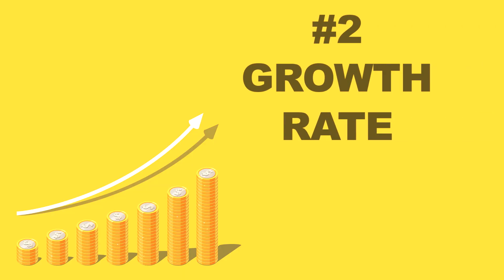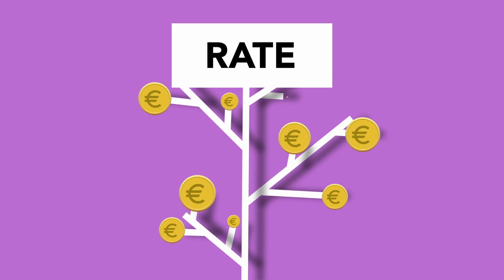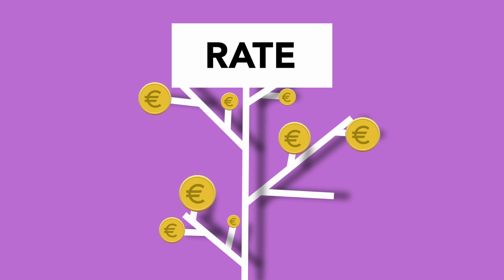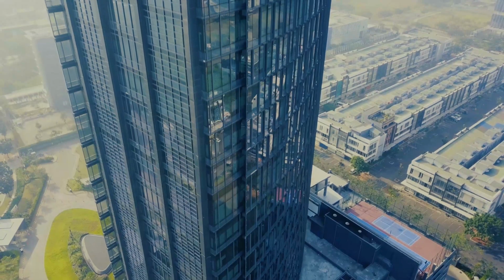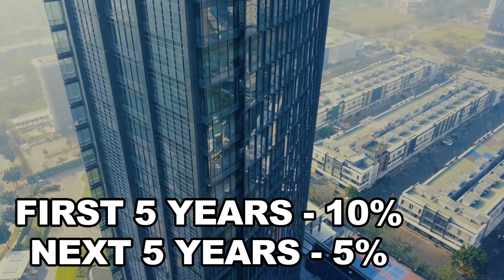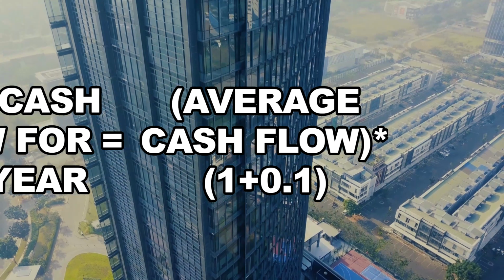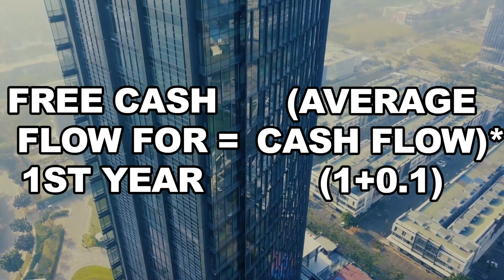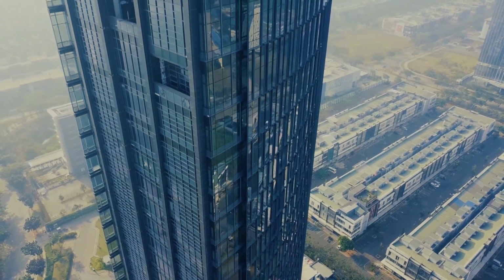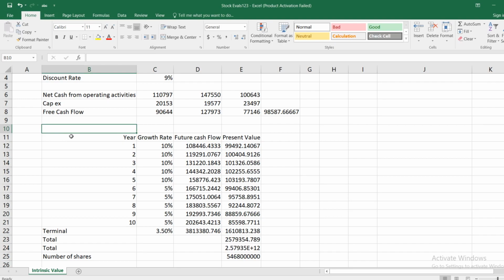Number 2. Growth rate. Now we need to assume a growth rate. As we will need future cash flow values for our calculations, we need to assume a rate at which the cash flow will grow in the future. For mature companies, the growth rate is generally assumed around 10% for the first 5 years and 5% for the next 5 years. So the free cash flow for the first year will be average cash flow into 1 plus 10%. For the second year, we will use the free cash flow of the first year, so on and so forth. You can use Excel to easily do all the calculations for you and you will have something like this at the end. Now we have the free cash flow for the next 10 years.